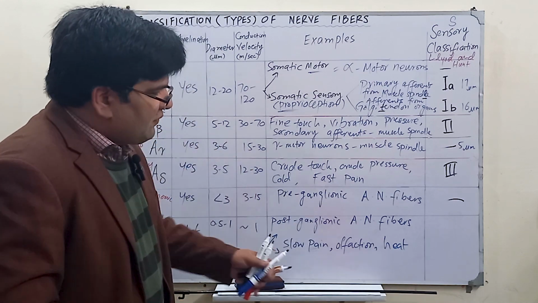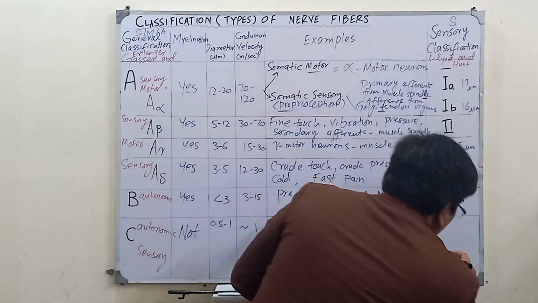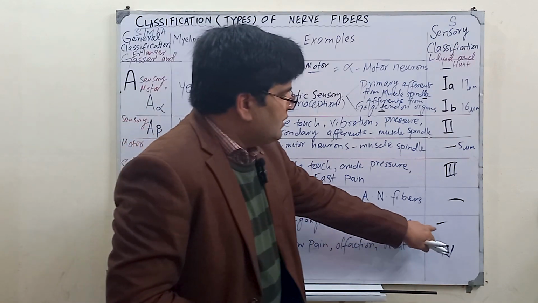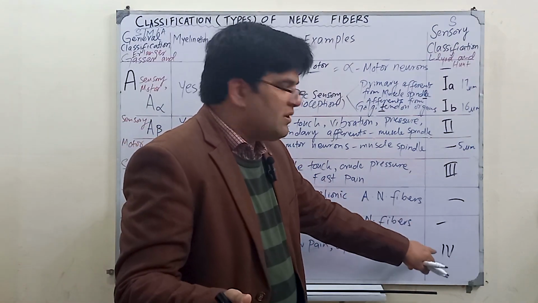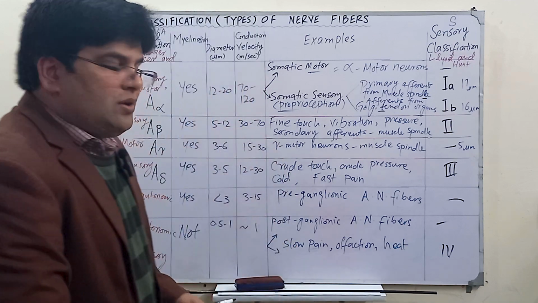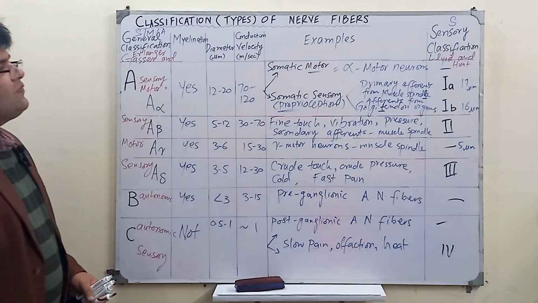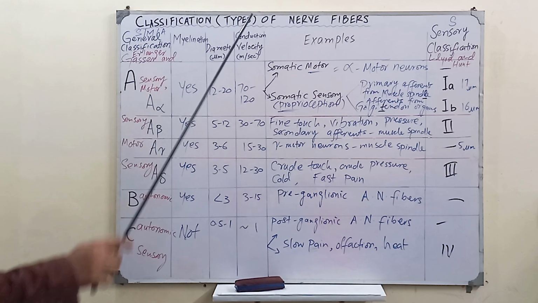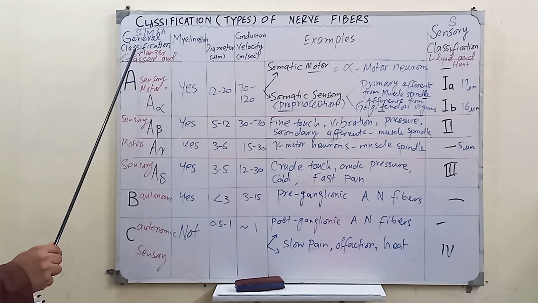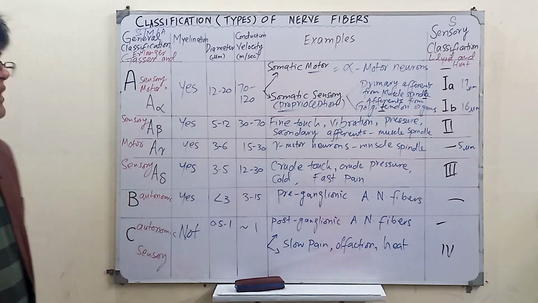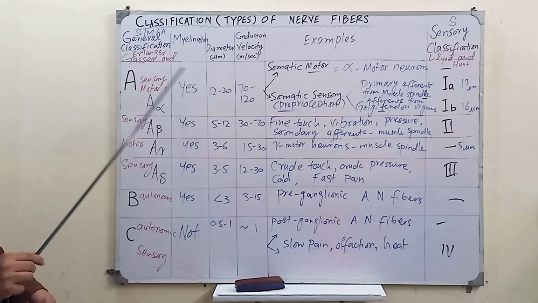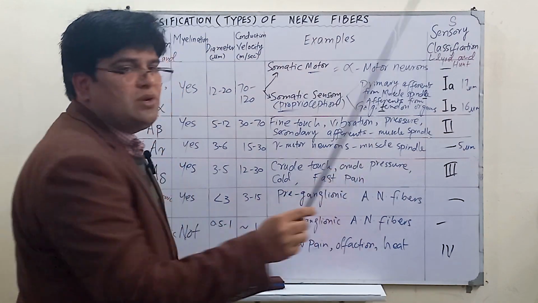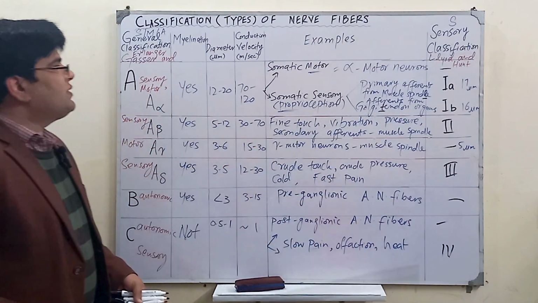These types of sensory nerve fibers come under type 4 of sensory classification, and these autonomic postganglionic nerve fibers, because they are autonomic and motor, don't come under this sensory classification. Now just to summarize, there are two ways to classify nerve fibers. One is general classification and the other is sensory classification. In general classification, we have sensory fibers, motor fibers, and autonomic fibers. But in sensory classification, there is only one type of fibers, which are sensory fibers.